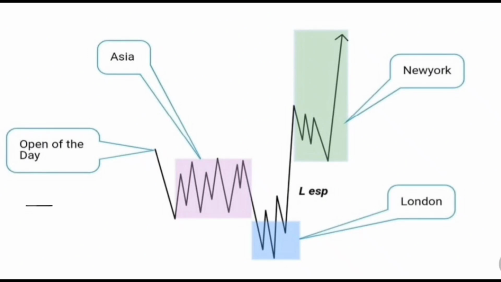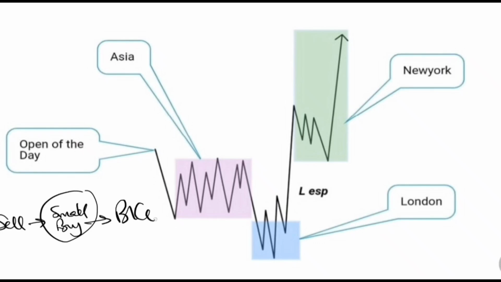If they want to sell the market, the intended direction is to sell the market. What they do is to do a small buy. And when everybody has got into a small buy, they now enter a big sell right here. They now enter into a very big sell. That is the principle of AMD.